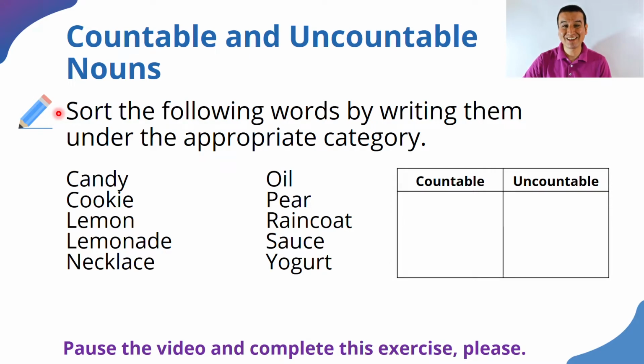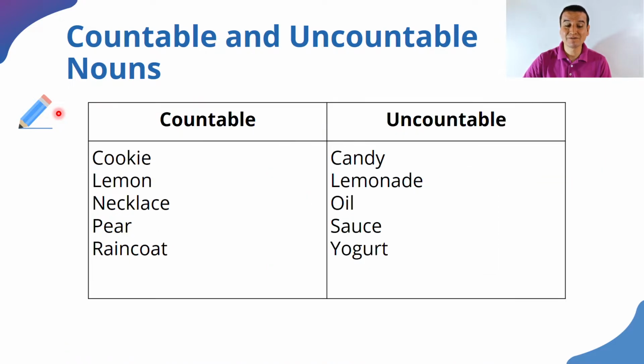All right, thank you for having done that. And here is the answer. These words are countable, which means that we can count them. Cookie, cookie: we can say 1 cookie, 2 cookies, 3 cookies. Lemon, remember that lemon is usually yellow and limes are green. Necklace, pear, and raincoat. Good.